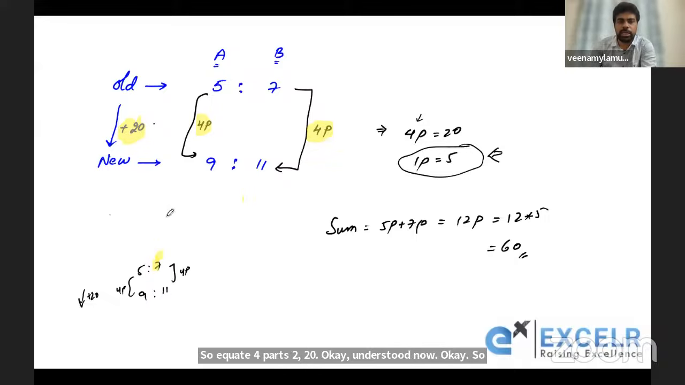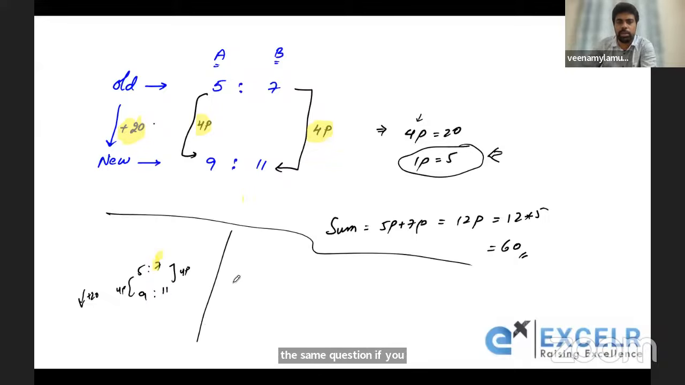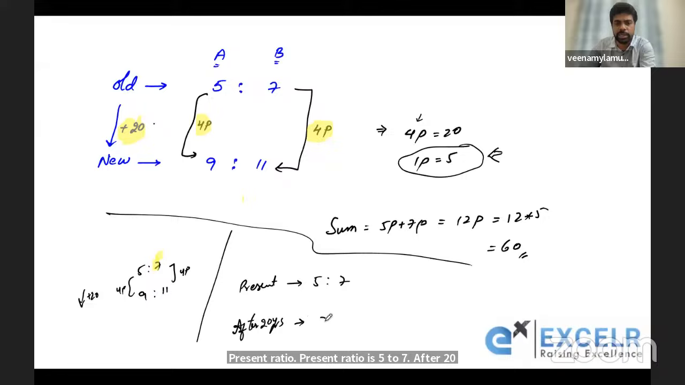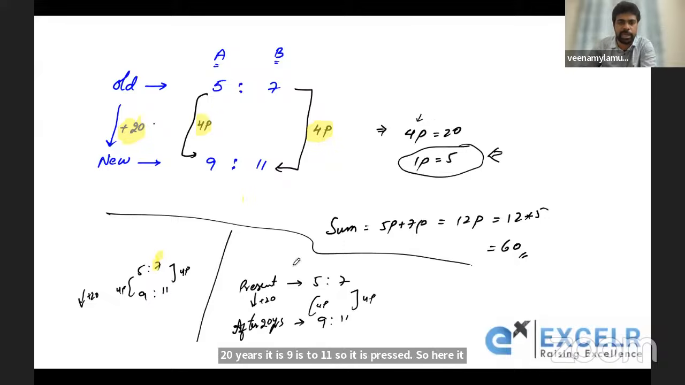So the same question, if he gives it in ages, what he'll do is give the present ratio. Present ratio is 5:7. After 20 years, it is 9:11, he'll tell. So it is plus 20. So here it should be 4 parts and 4 parts. There we have just equated to a number. Here we will be equating it to years. So 4 parts is equal to 20 years. That's it. Okay.